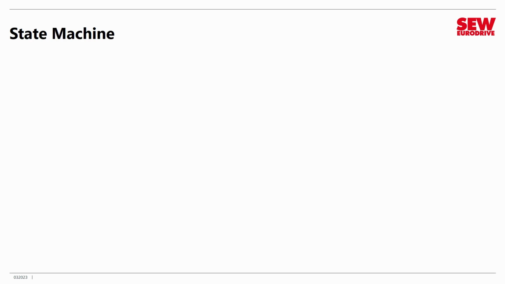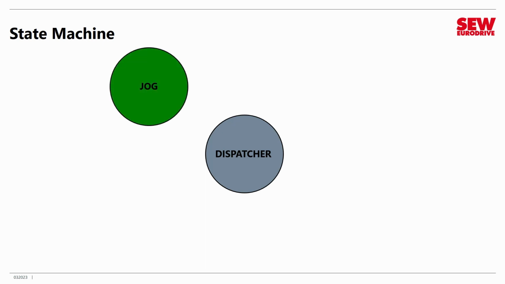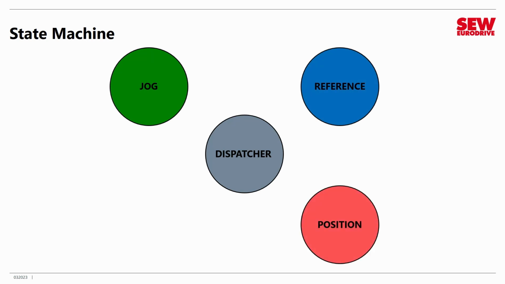Let's look at the state machine. This describes the entire program. It'll have a dispatcher state. This decides where to go. So this is kind of like the idle state. You'll have a jog state, a reference state, position state, and a teach state. And the inputs will determine which state you go into.